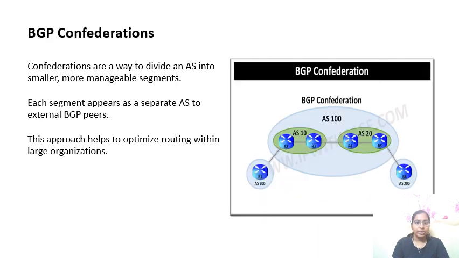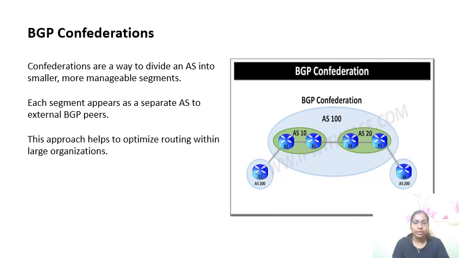BGP confederation. Confederations are a way to divide an AS into smaller, more manageable segments. Each segment appears as a separate AS to external BGP peers. This approach helps to optimize routing within large organizations.